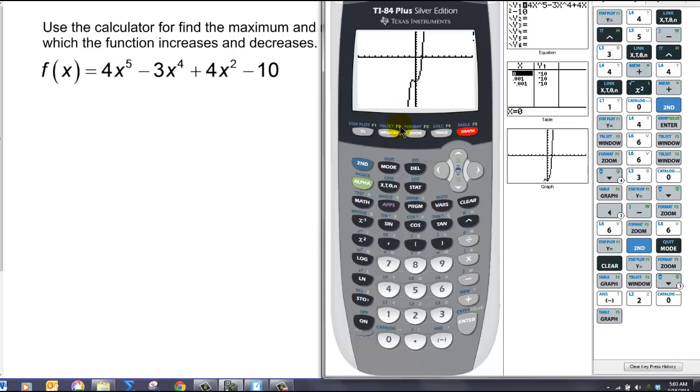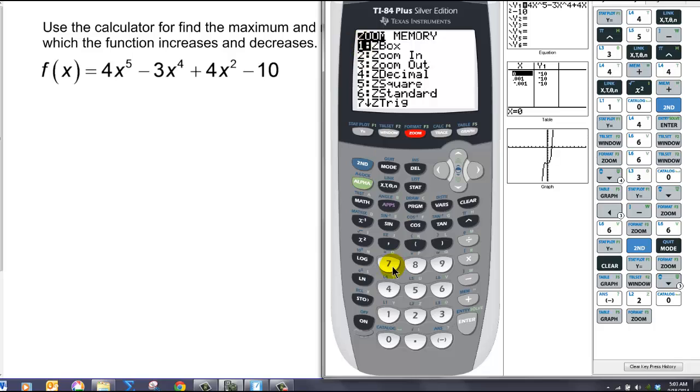So you can see that this graph moves up, goes back down, and then comes back up again. And it appears to do that forever, and it actually does. But I want to look at this area a little bit more. So we're going to zoom again, but this time we're going to do something called a box zoom. So I hit zoom, and I hit box right here, number 1.